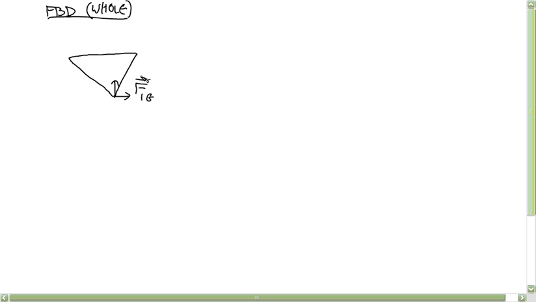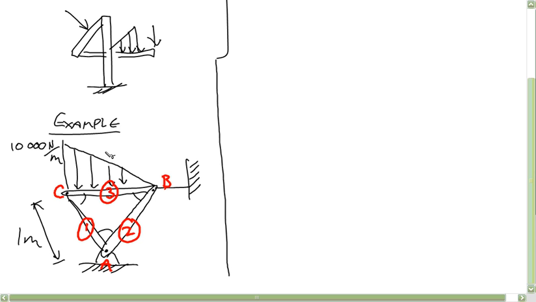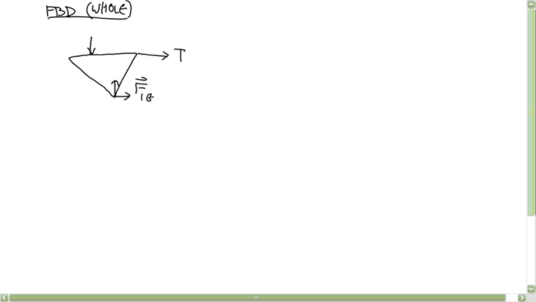And what other loads? Yep, and then the distributed load, we can treat that as just a point force. So this right triangle has a length of 1, a height of 10,000. So 5,000 is the total force. Okay, and that's a complete free body diagram.